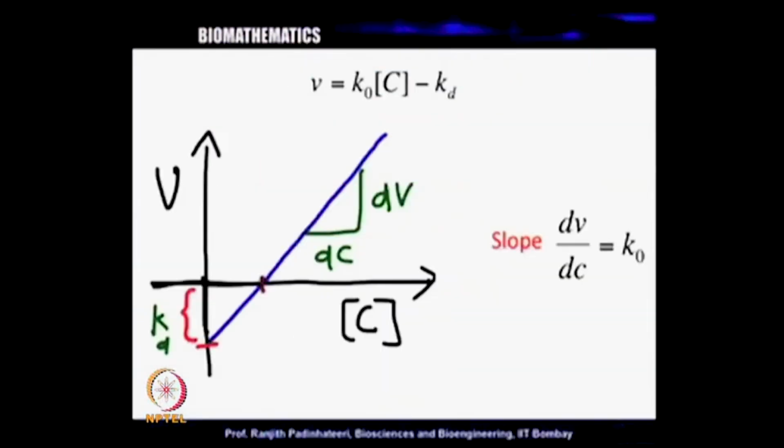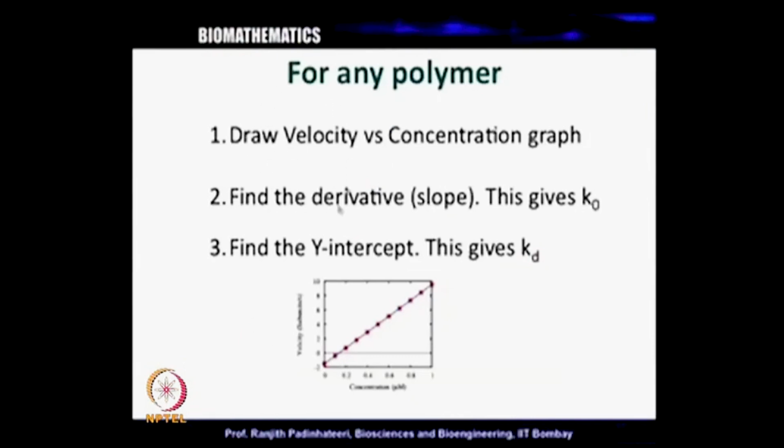So, let us quickly understand for actin from whatever we learnt. Let us have a look at the values of K0 and Kd for actin. For any polymer, what we can do experimentally is draw a velocity versus concentration graph, find the derivative, and this derivative gives you K0, find the y intercept, this gives you Kd. So, this is the recipe essentially for calculating K0 and Kd, and what we are using here is the simplest form of differential calculus.